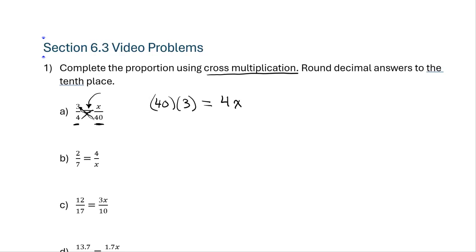Okay, so I need to simplify, right? This is a solving problem, so I simplify both sides. Well, the left-hand side is the only thing that requires a calculation. So I get 120 equals 4x. Now I need to get x by itself. In order to do that, I need to divide both sides by 4. And I get that x equals 30. And that is my final answer.